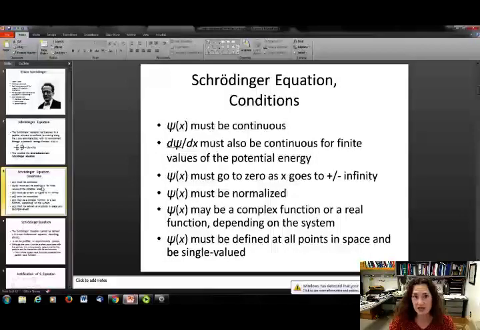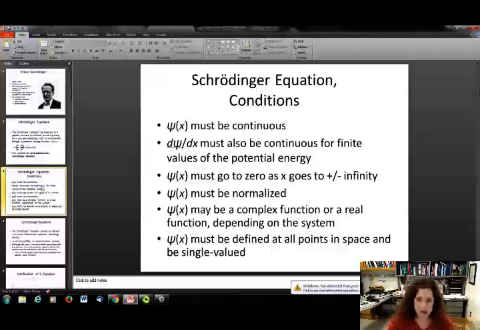This means that if you integrate the absolute value squared of your wave function over all space, that has to go to 1, and that's because the probability has to be 1 that the particle is somewhere. We talked about that last time. The wave function can be complex or real, and the solution is going to depend upon the system. And the wave function has to be defined at all points in space, and it has to be single valued. A particle cannot be of 2 minds about where it should be, in other words. So it must have only one value for each value of x.